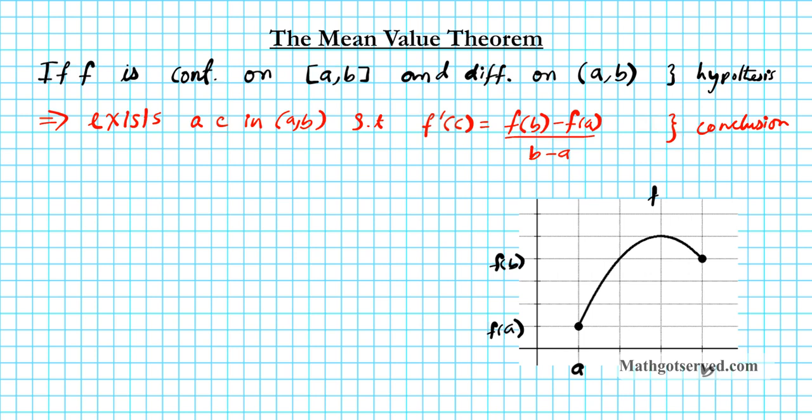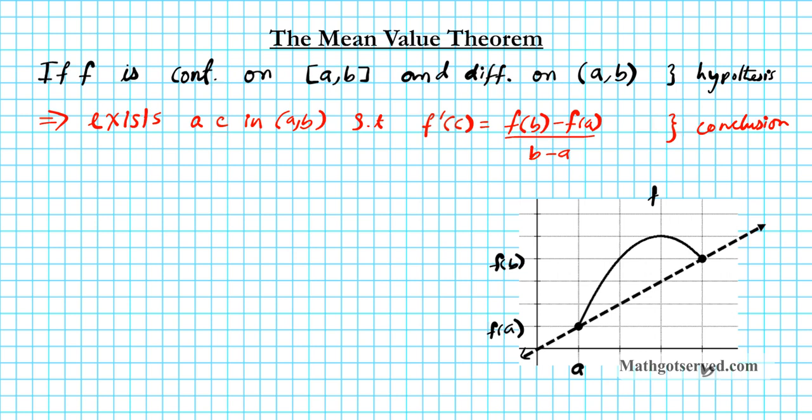Let's sketch that. I want to draw that using a dotted line. This line right here, I'm just going to adjust it slightly, is the slope of the secant line through the endpoints. So what the mean value theorem is saying is that there is going to be a tangent line to this curve that has the exact value as the slope of the secant line.